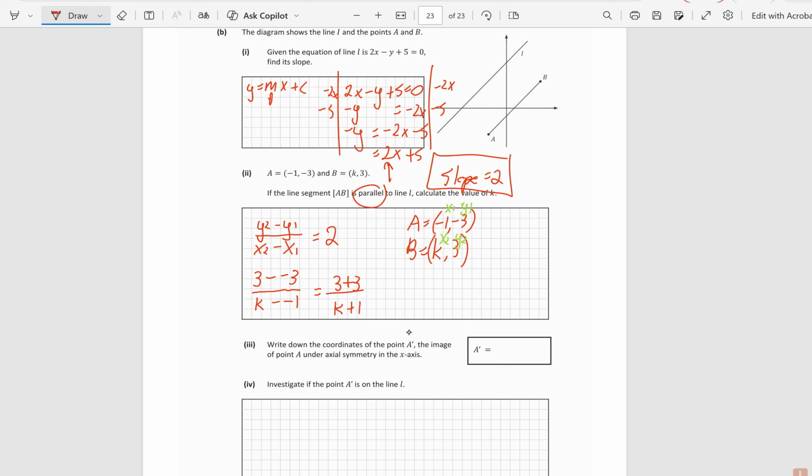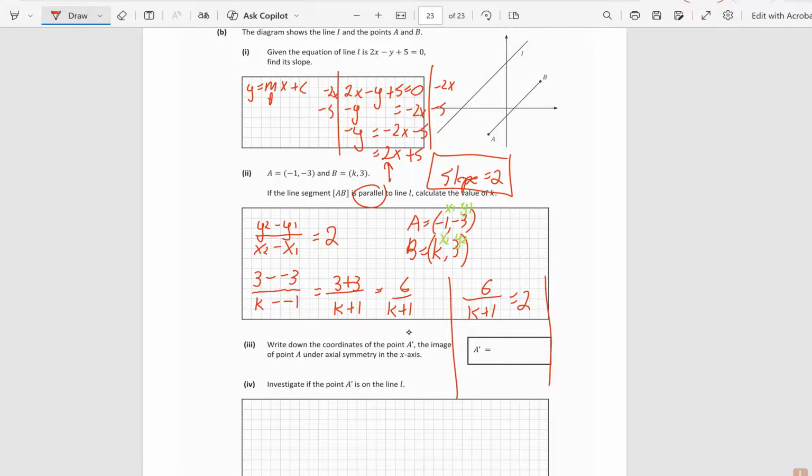And that equals 6 over k plus 1. Right? So, again, they really don't give you much space, but 6 over k plus 1 equals the slope, which is 2, isn't it? Okay.